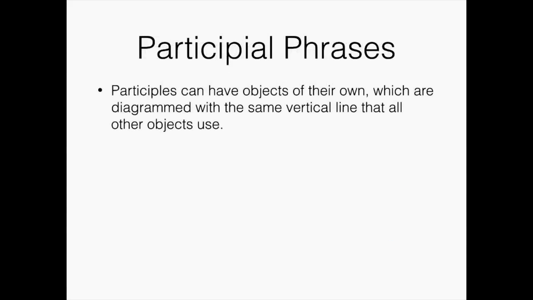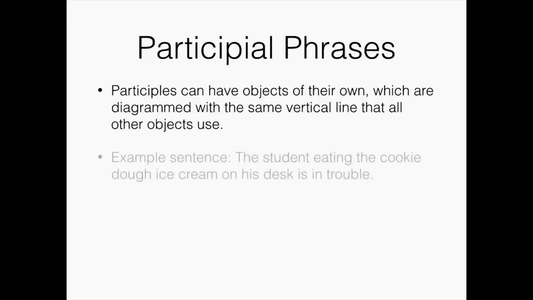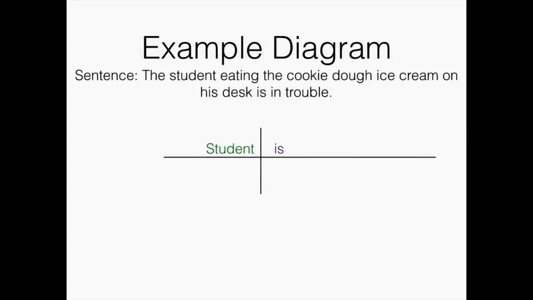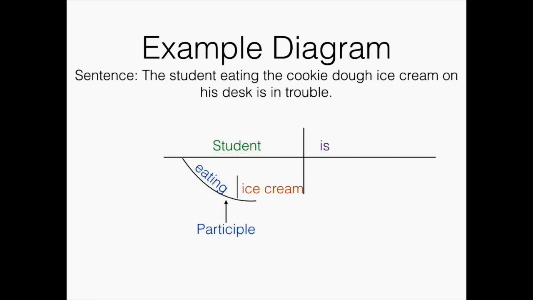To diagram a participial phrase, you identify the participle and the object of the phrase first, and then add in any modifiers as necessary. Let's look at the sentence, "The student eating the cookie dough ice cream on his desk is in trouble." As always, we identify our subject, student, and our verb is. Eating the cookie dough ice cream on his desk is a participial phrase, with the participle eating, and remember that present participles can end in ing, and the object ice cream.